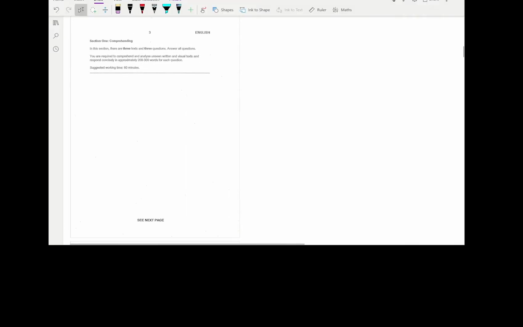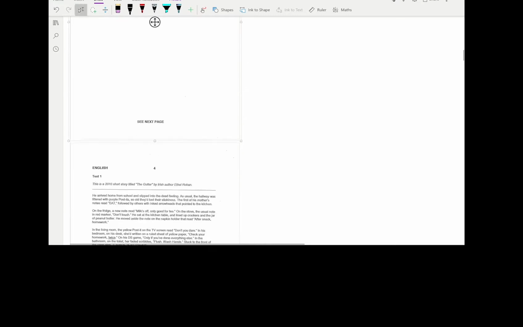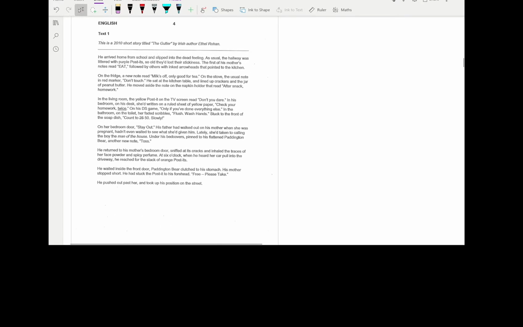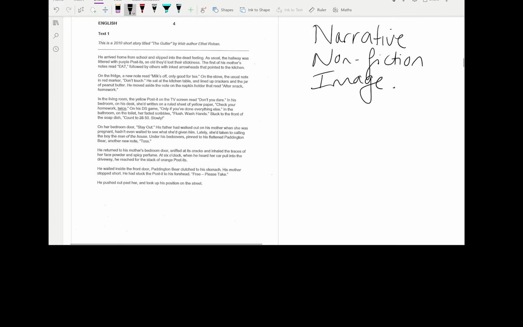Okay, the first section, there will be 3 texts and 3 questions, and you need to comprehend and analyse unseen, written and visual texts and respond concisely in approximately 200 to 300 words for each question. Now, there's an example here of a narrative. So it used to be that they would have 1 narrative, 1 non-fiction and 1 image. They are not doing that anymore. They're doing whatever they want to surprise you. Last year's WACE had 2 images and a non-fiction narrative, an autobiography.